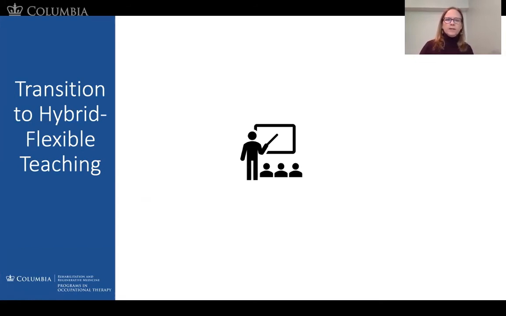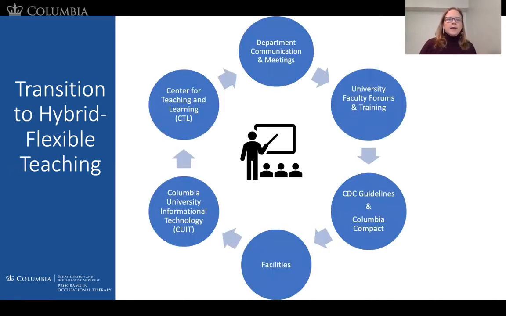So transitioning to the hybrid flexible teaching model included setting priorities and a lot of planning. First, our priorities included student and staff health and safety, student learning and course objectives, and the professional development of our students for clinical practice. Second, planning included education and collaboration with many departments and staff at Columbia University. This included program and departmental meetings and communication with students, attending university faculty forums regarding COVID-19, and training for return to campus for in-person learning.